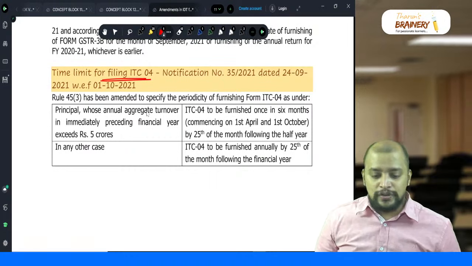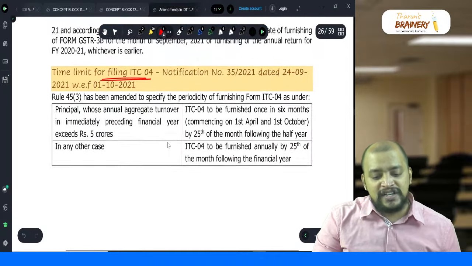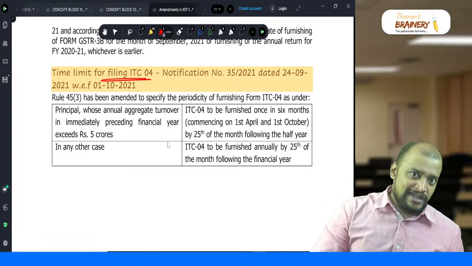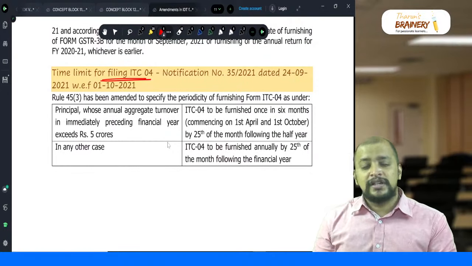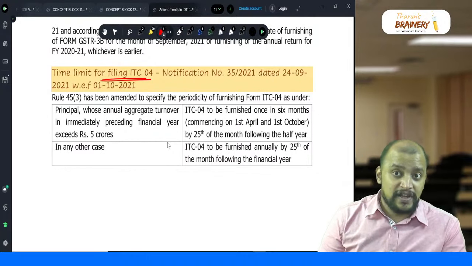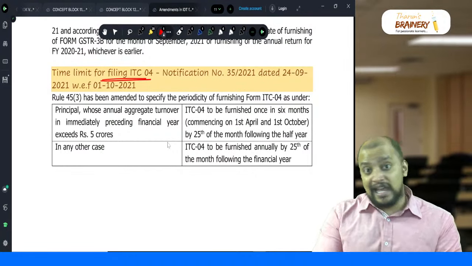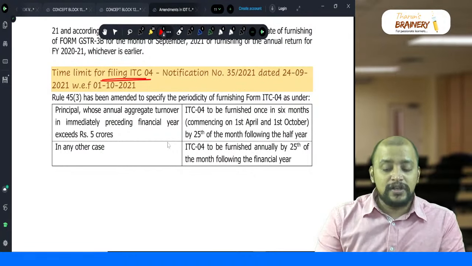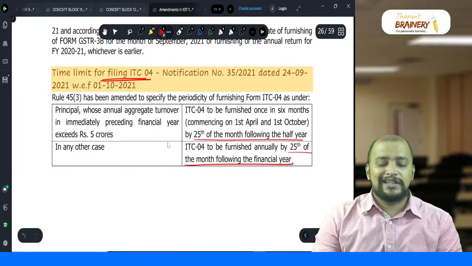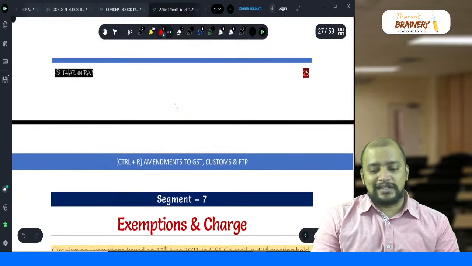Now they changed it: if the aggregate turnover during the preceding financial year, not any, so the previous year, does not exceed 5 crores, it is half yearly. If it exceeds 5 crores, it is yearly. Sorry, it is the reverse: if it does not exceed 5 crores, yearly; if it exceeds 5 crores, half yearly. So half yearly by 25th of the month following the half year, and yearly by 25th of the month following the year. Okay, so this is about input tax credit.